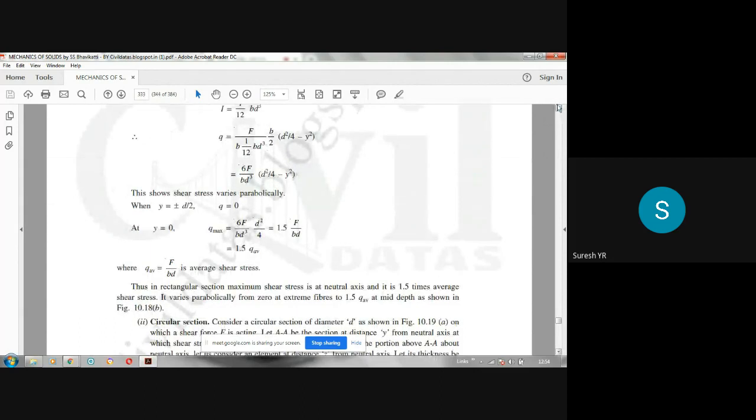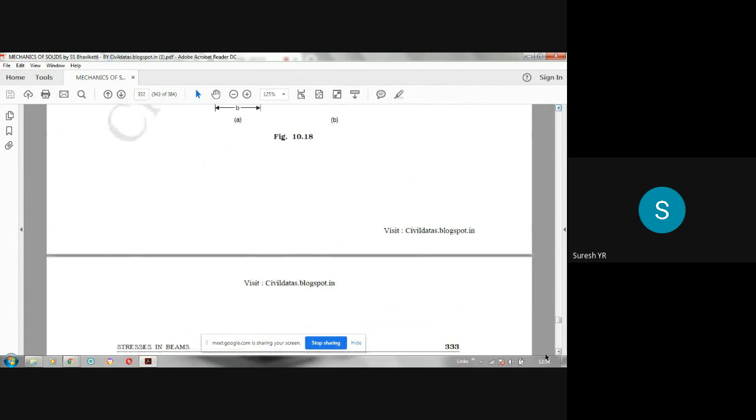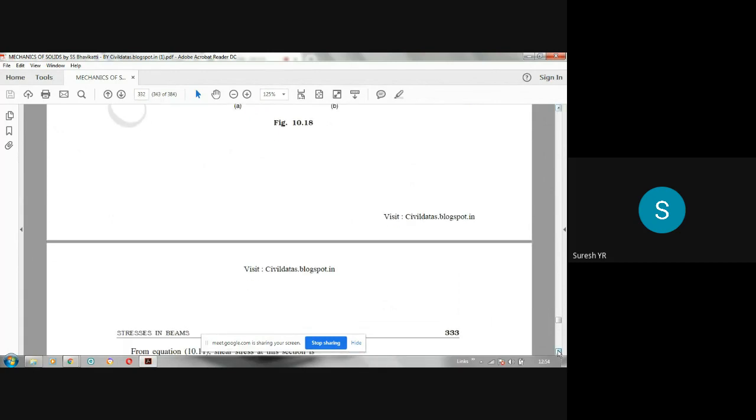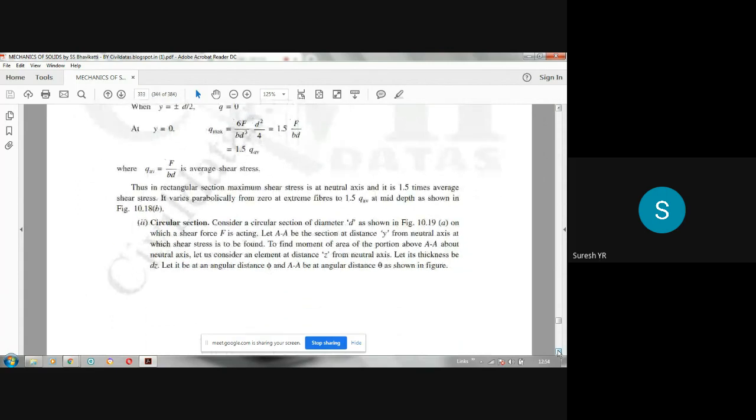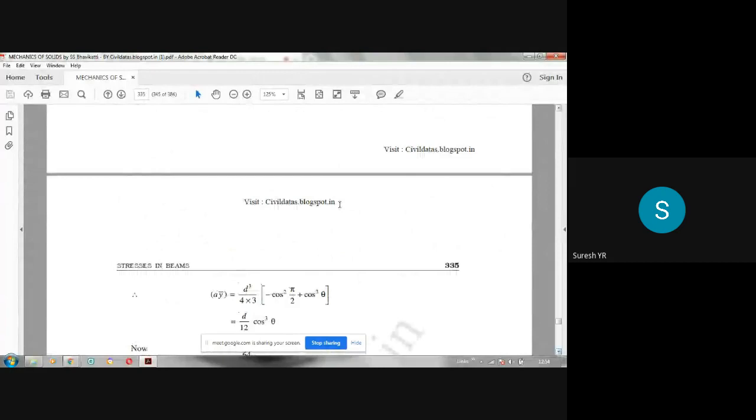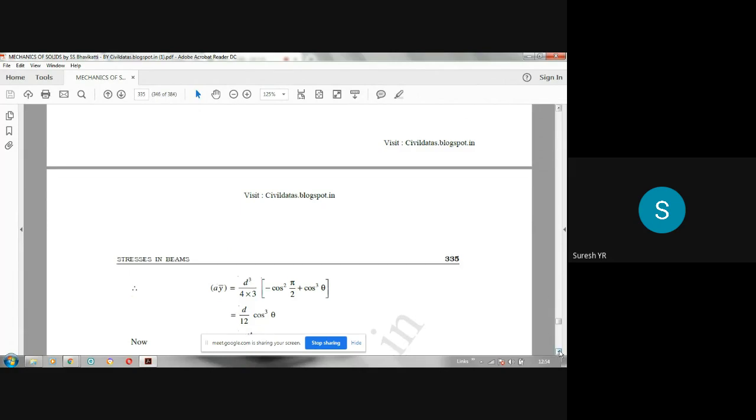I cannot cover all the things, so you have to try on your own. This is a subject where your effort is most required. Many problems I have been explaining. Derivations, the shear stress derivation we did, rectangular and triangular I explained. You can try to work out the circular.